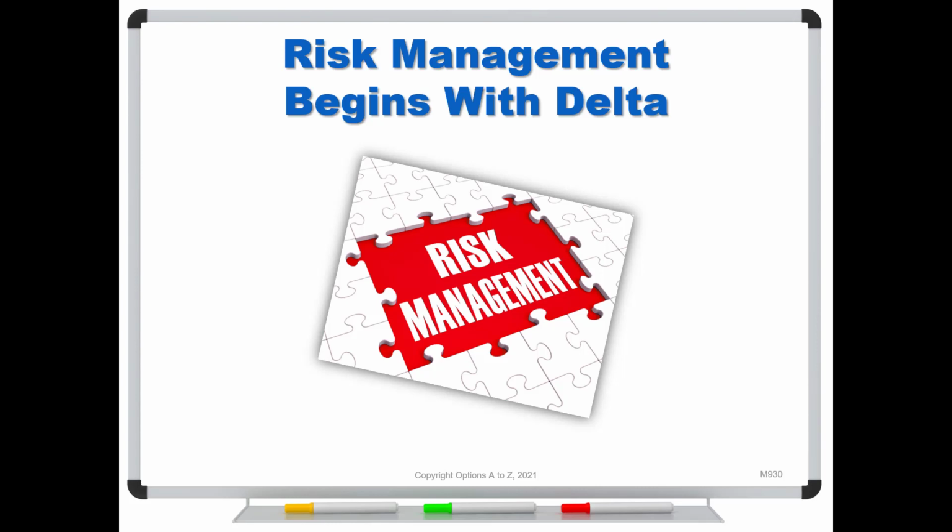But the question that most people have when they're trading options is that they think that it begins with theta, and that you always have to manage theta and be aware of theta or sell options to offset your theta. But risk management actually begins with delta. So let's find out why.